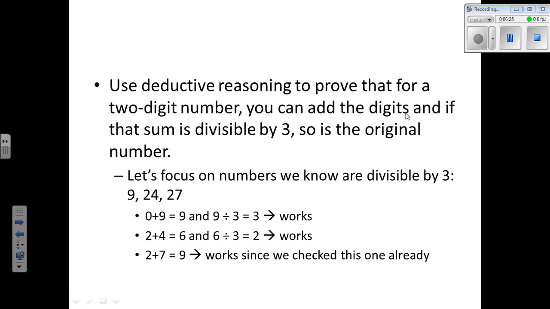Use deductive reasoning to prove that for a two-digit number, you can add the digits, and if the sum is divisible by 3, so is the original number. So let's focus on the numbers we know are divisible by 3: 9, 24, 27. So 0 plus 9 equals 9. 9 divided by 3 equals 3. It works. 2 plus 4 equals 6, and 6 divided by 3 equals 2. Works. 2 plus 7 equals 9, which we've checked already, because 9 divided by 3 equals 3.